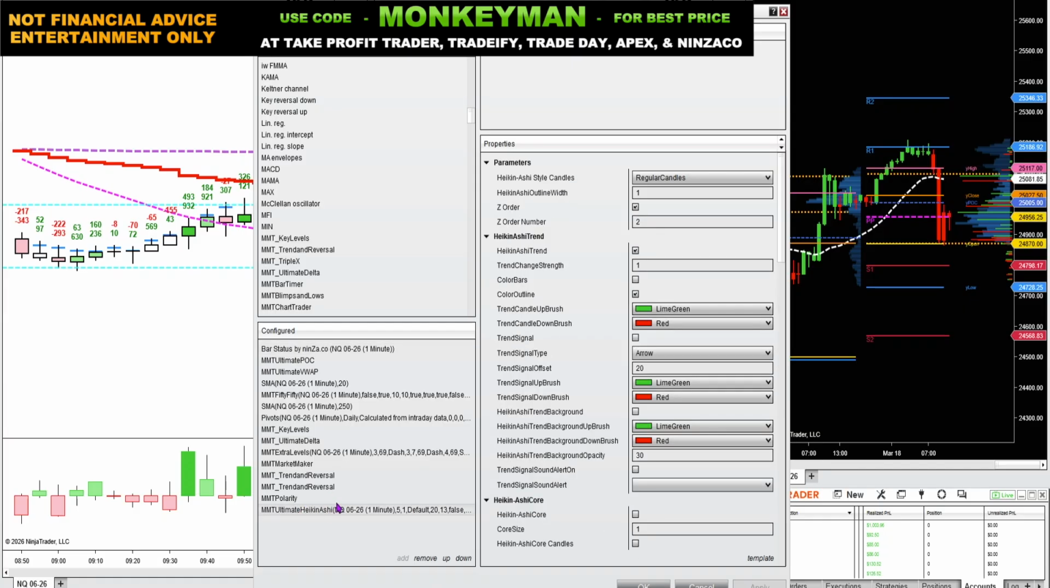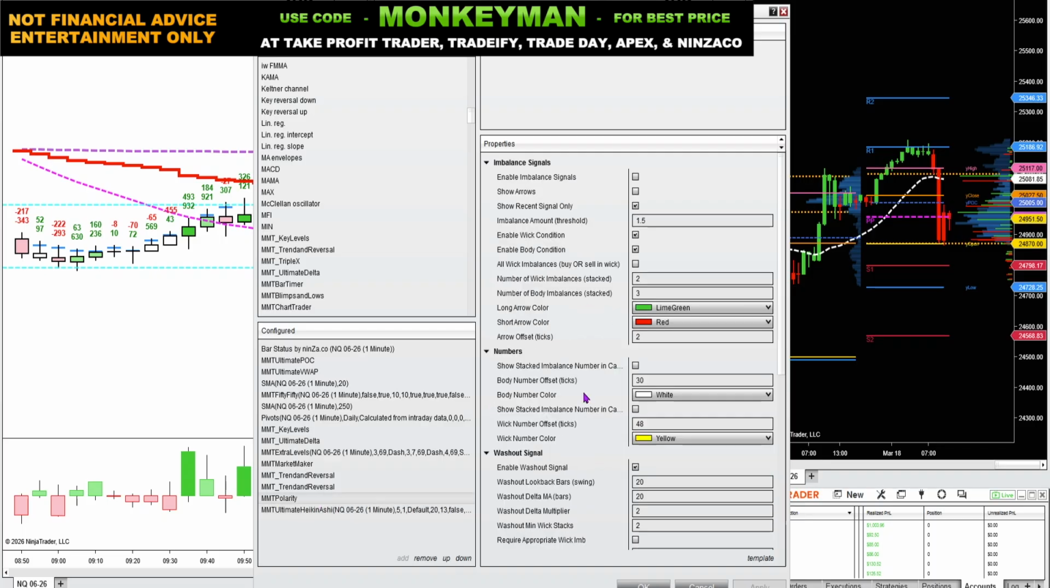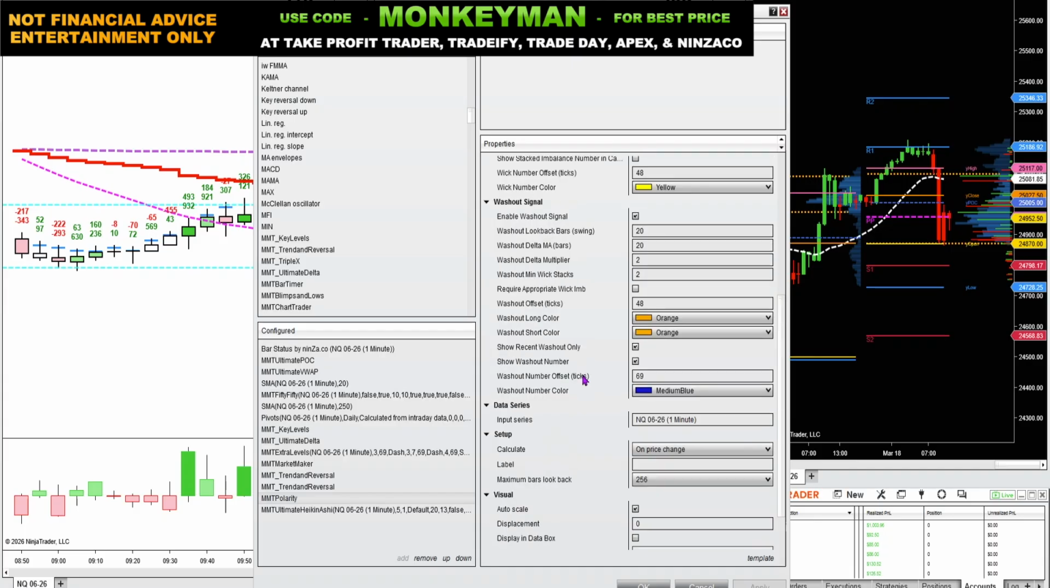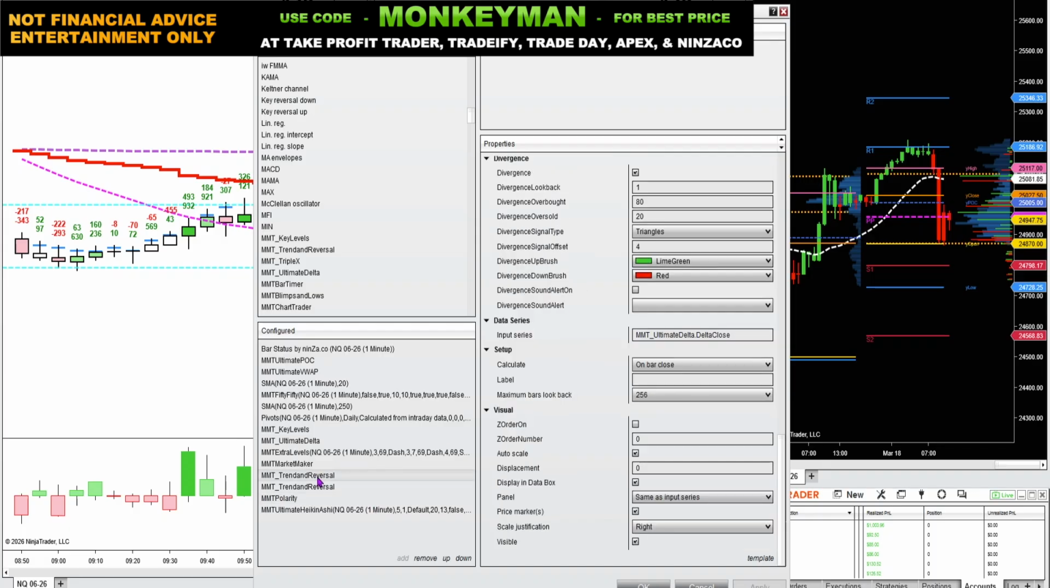The ultimate Heikin-Ashi is still painting the outlines using the Heikin-Ashi trend. The MMT polarity, I just have the washout signals enabled with the stronger settings of 20, 20, 2, and 2. This is calculating on price change. I've got one instance of the trend and reversal, just looking for divergences. Look back of 1, overbought 80, oversold 20.